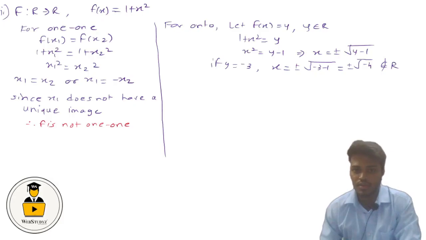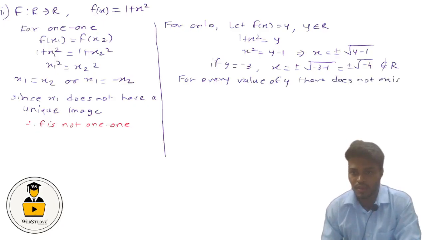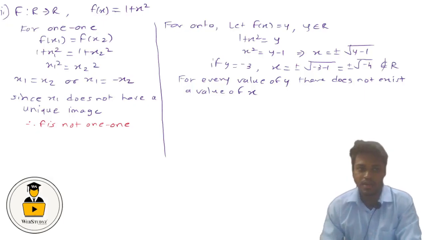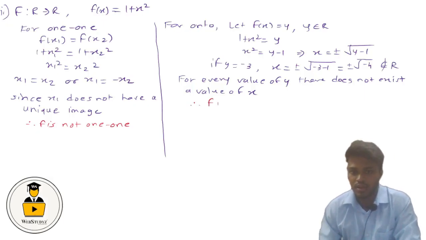So here we can say that for every value of y, there does not exist a value of x, because root of minus 4 is not a real number. So for a negative value, for minus 3, the value of x does not exist in the real numbers. Because of this, we can say that therefore f is not an onto function.